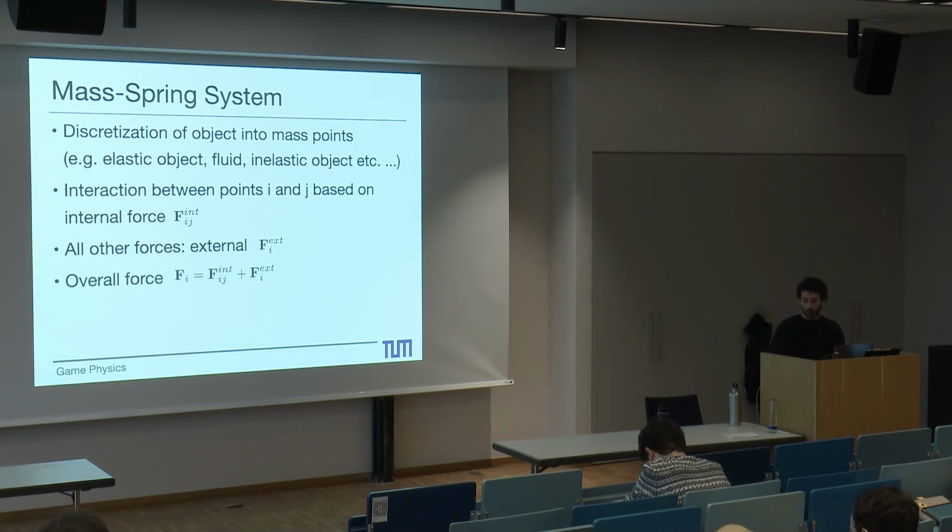Overall, we can compute the force acting on the individual points by summing up the internal forces that are acting on a single point, in this case i, plus the external forces. It should be noted here that internal forces are antisymmetric, meaning that the internal force that acts on the point i because of point j is exactly equal and opposite to the internal force that is acting on point j because of point i.